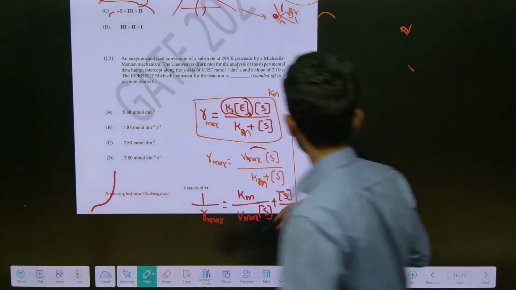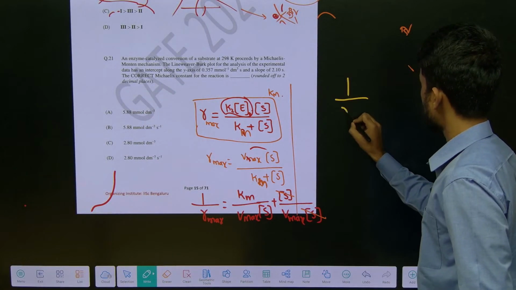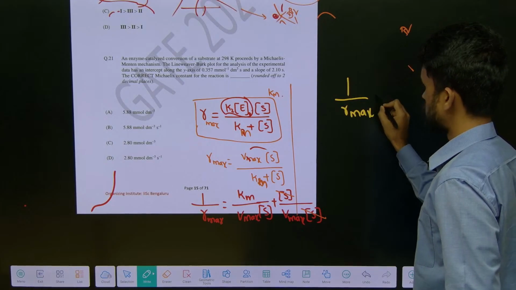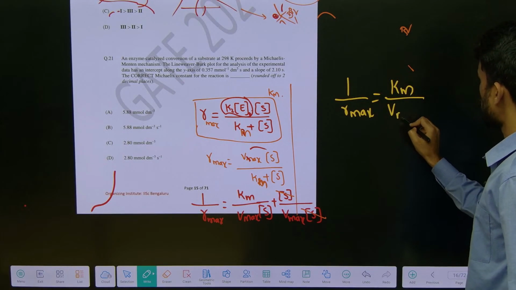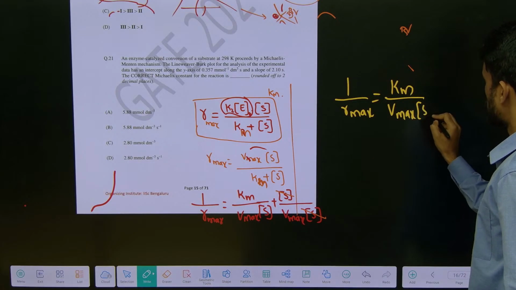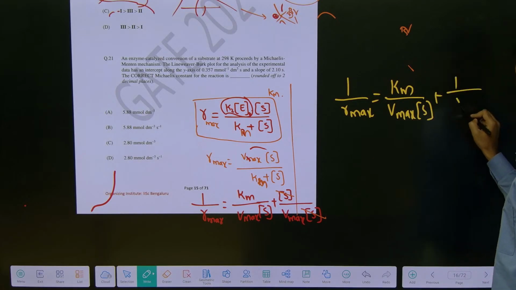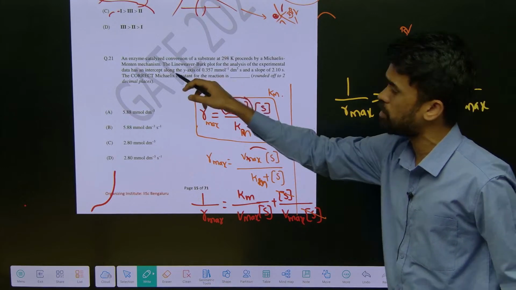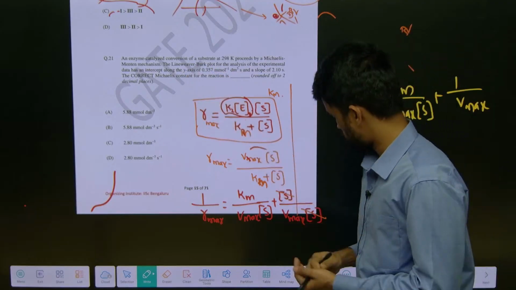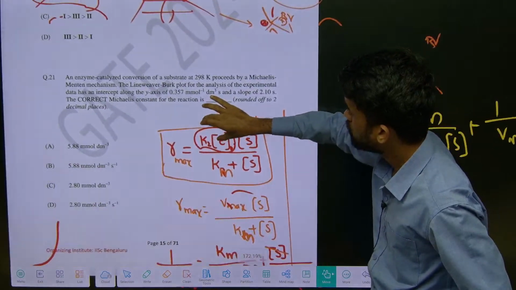What is the remaining part we have? See, 1 by V max is equal to Km by V max into 1 by S plus 1 by V max. Okay, right. So now what I am doing is, I want to convert this into the data mentioned. What is the data mentioned here?